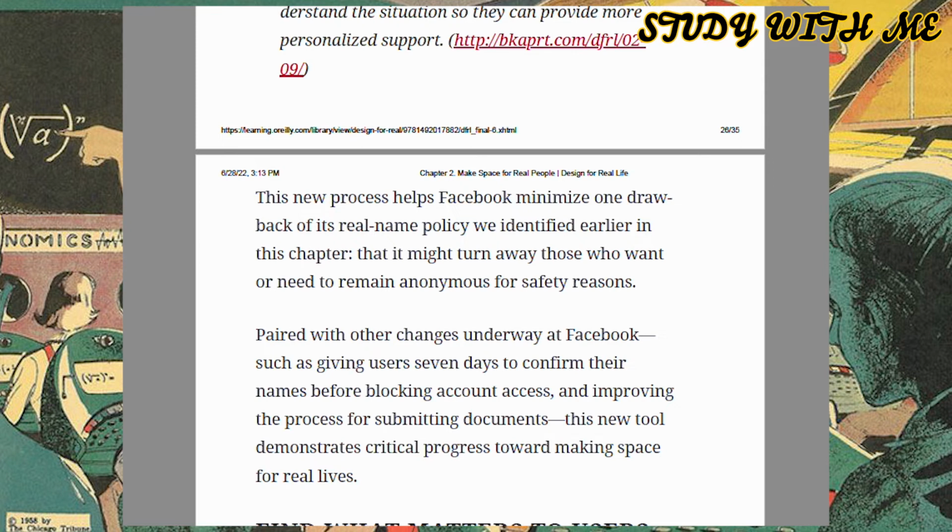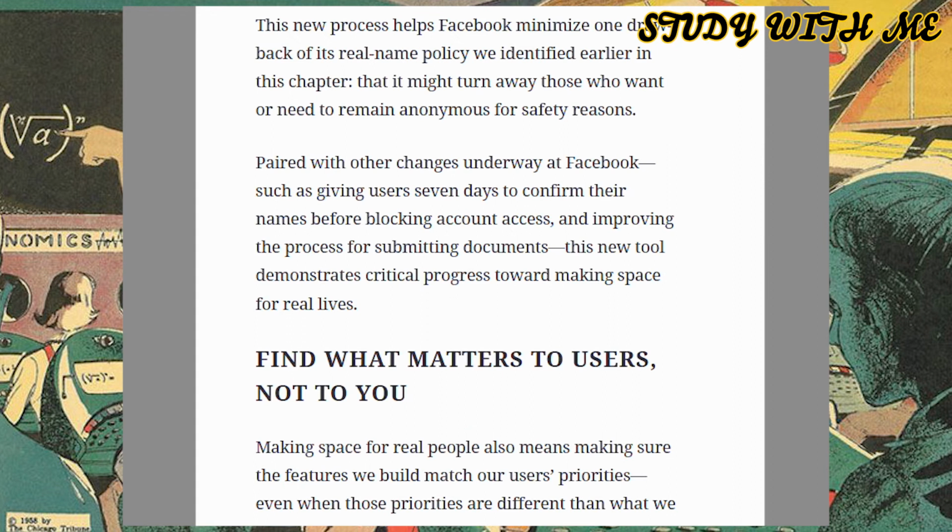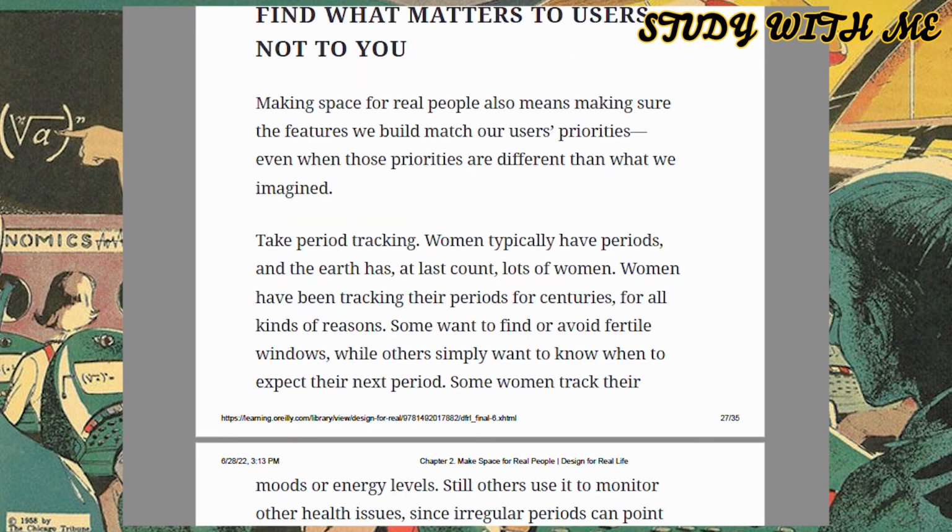Paired with other changes underway at Facebook, such as giving users 7 days to confirm their names before blocking account access and improving the process for submitting documents, this new tool demonstrates critical progress toward making space for real lives. Find what matters to users, not to you. Making space for real people also means making sure the features we build match our users' priorities, even when those priorities are different than what we imagined.